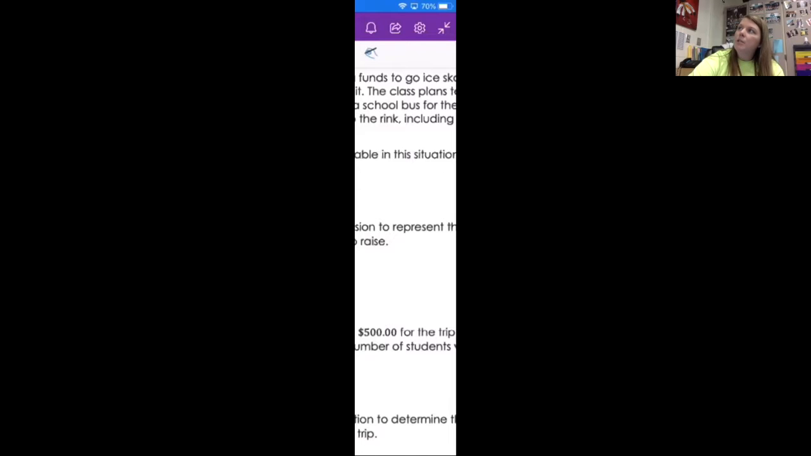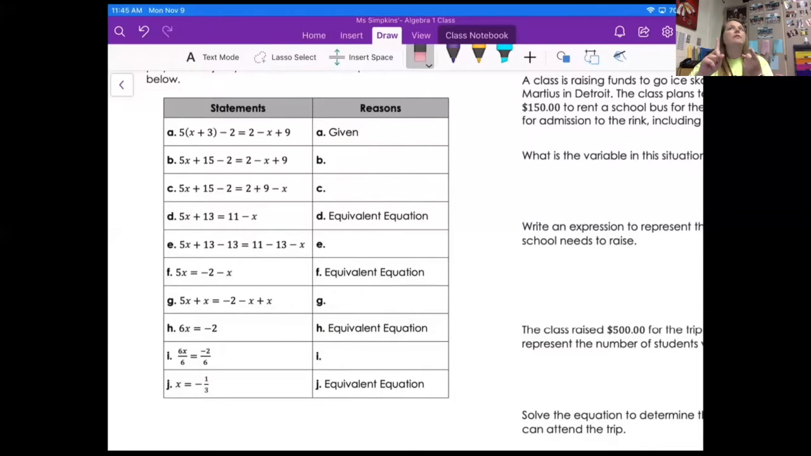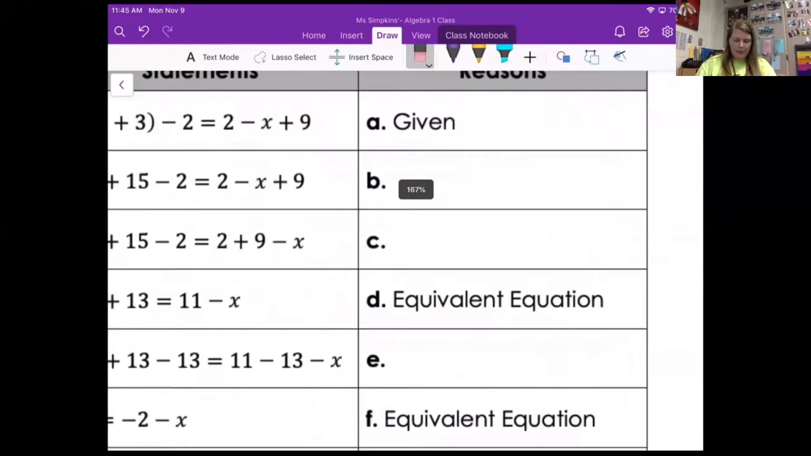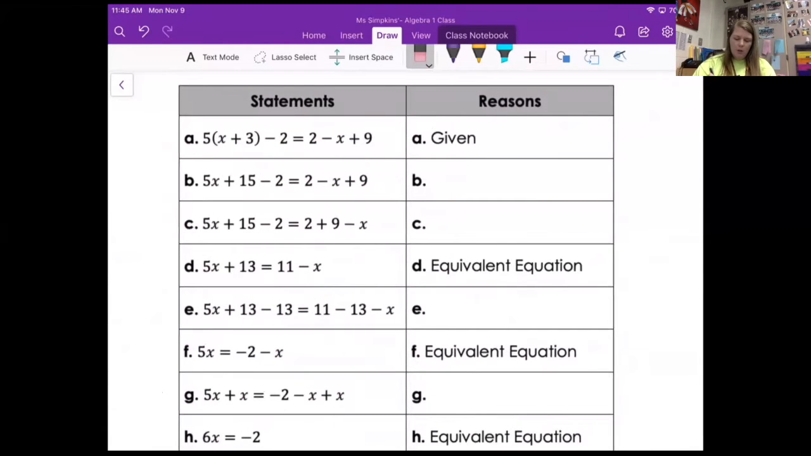So before we start solving, let's review a little bit what we did on Thursday, which was looking at properties. So distributive, commutative, associative, and subtraction property of equality, addition property of equality, multiplication property of equality, and division property of equality. So here is an equation that is being solved.